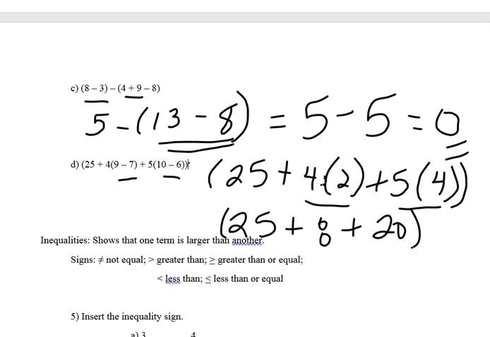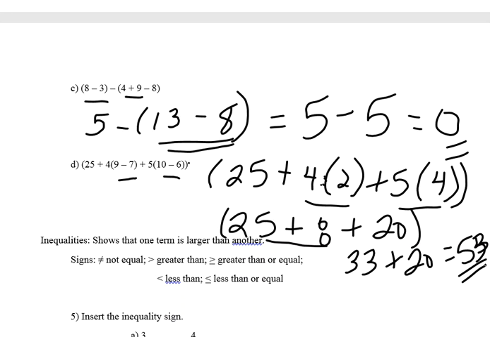Now you can see I did write the grouping symbols down, but they're not really needed because all it is is addition inside. So we're going to do step 4, addition from left to right. So 25 plus 8, 33. 33 plus 20 is 53. Final answer.